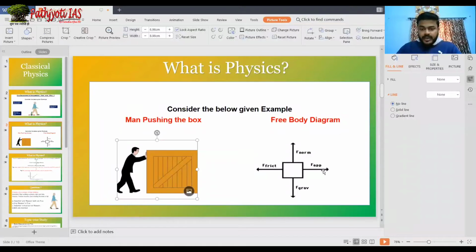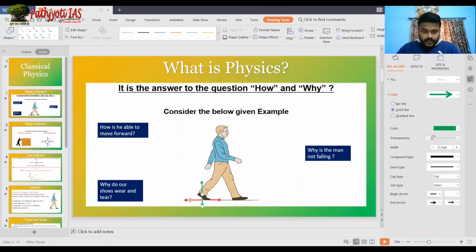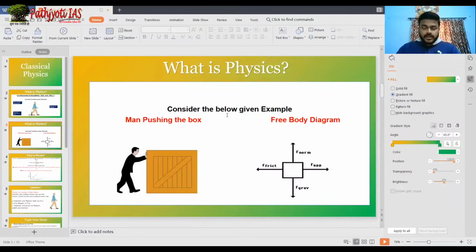So here we are having the applied force, and then there is the force of friction. As we have seen in this case also, the man is exerting the force on the ground firstly, and then the friction is acting upon the shoes of the man, or the body of the man, as we say. So are these two examples clear, or do I need to define them more?